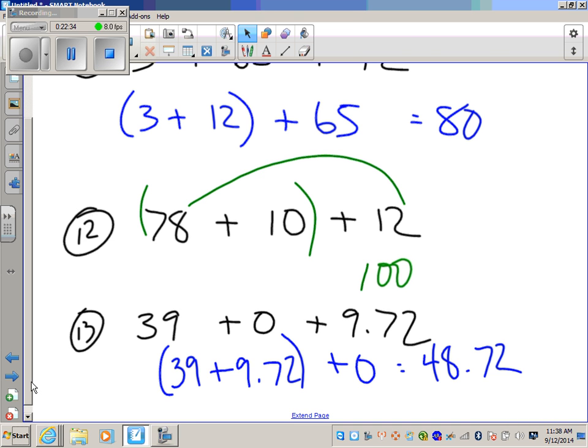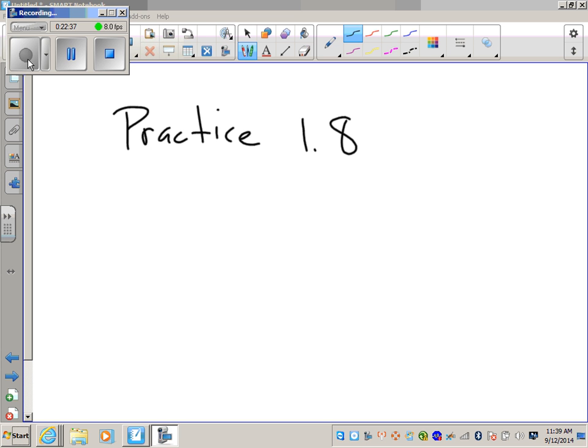Here, look at the practice side 1.8. Not the homework side, look at the practice side. There we go. Evaluate, which in the examples we did in class meant what? Solve. Give me an answer. Do it, whatever you want to think. And then identify the property or properties you used.